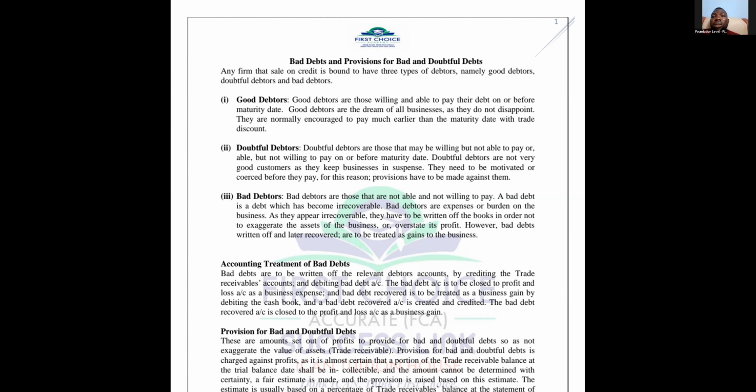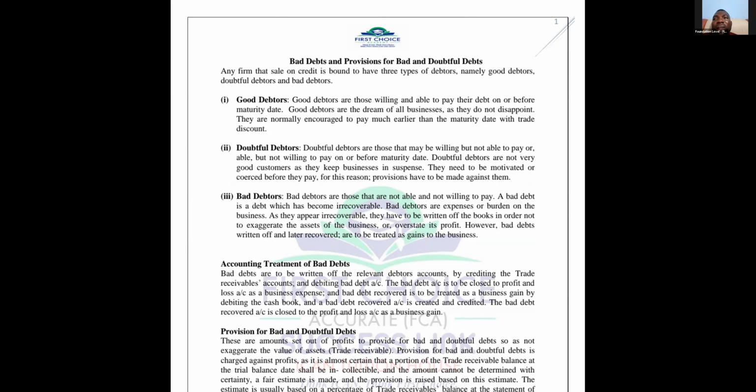Now, if you look at this, we have three types of debtors, and debtors arise as a result of rendering credit facility. It means that when people patronize an organization and they don't pay cash, they don't pay now, but they pay later. If you pay now, that's cash, but if you pay later, that's credit facility. So the company is exposing itself to a lot of risk by doing that. It means that you give room for debtors. Debtors are those that owe you as a result of the transaction that occurred between the two of you.